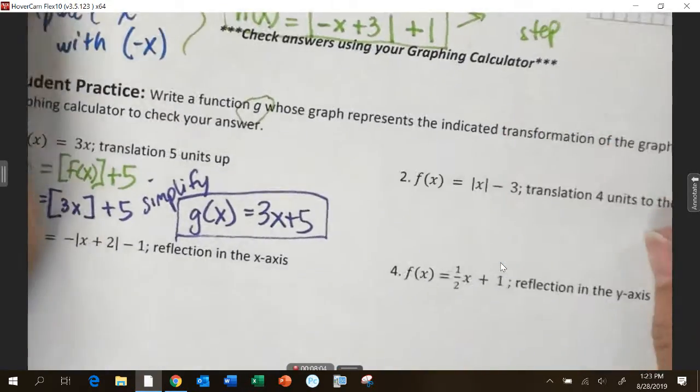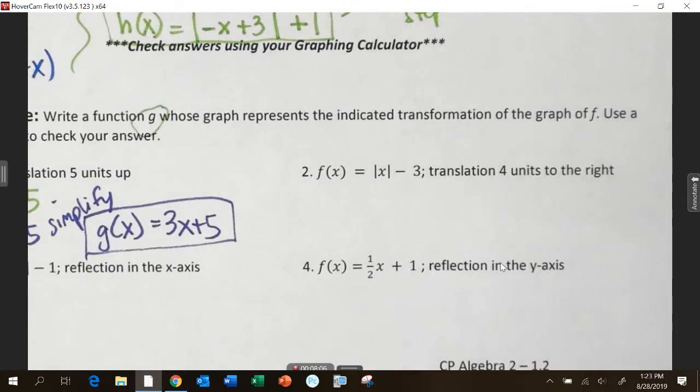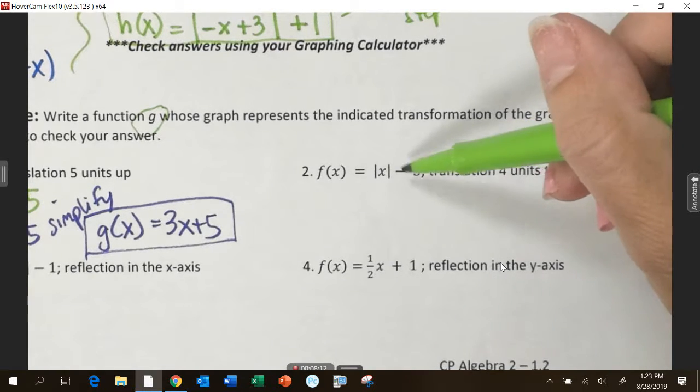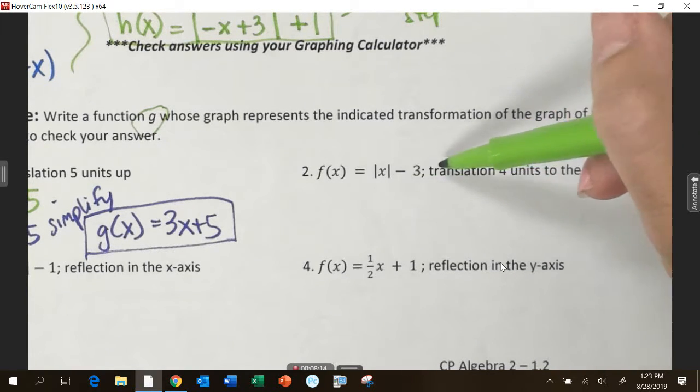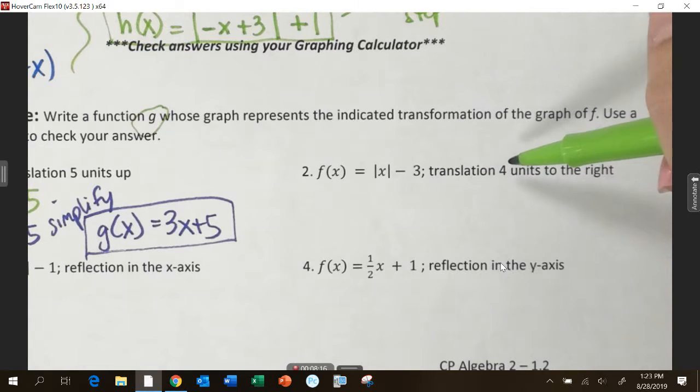Okay, let's try number 2. And we'll come back to our graphing calculator in a moment. Number 2 says, f of x equals absolute value of x minus 3. We're going to translate 4 units to the right. So to the right, is that vertical or horizontal? Horizontal.